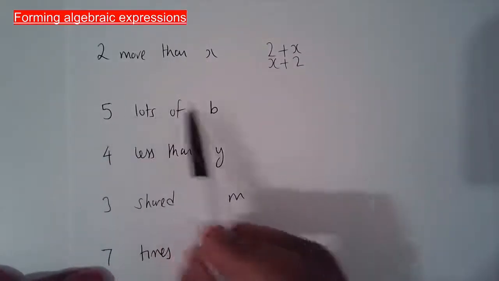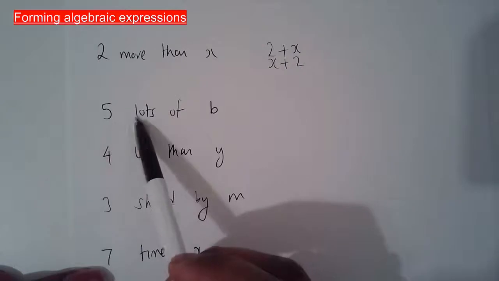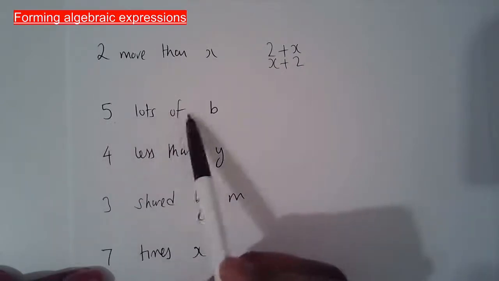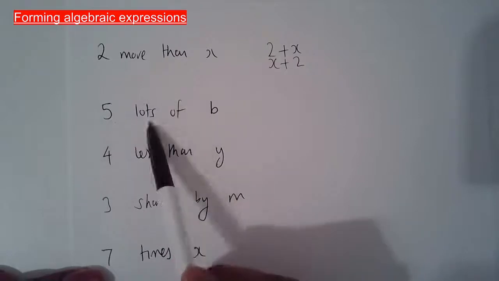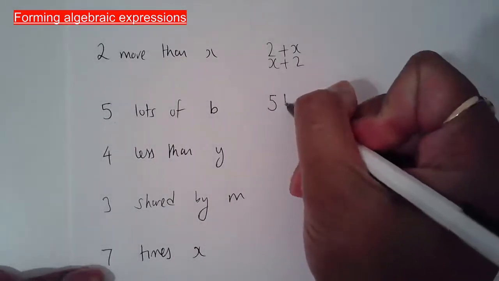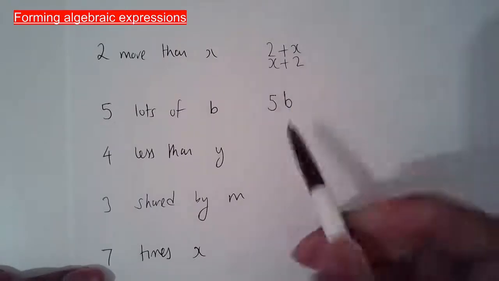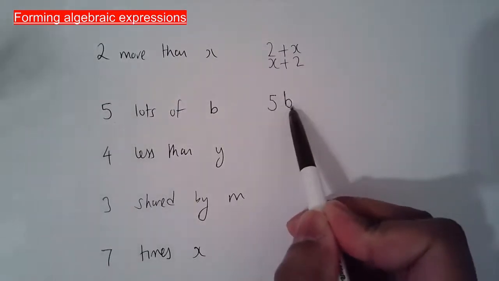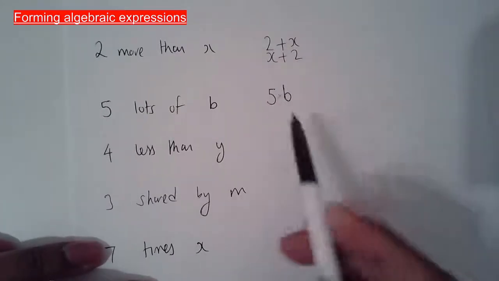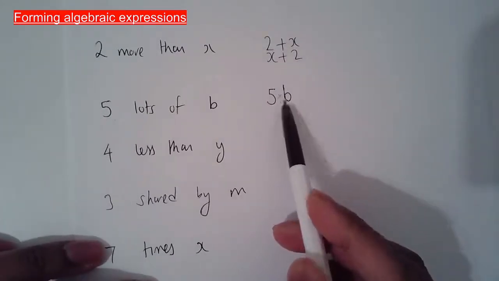Right, 5 lots of b. Lots of means times, multiply. 5 lots of b means 5 times b. You write it like this, 5b. Right. Whenever you've got a number or letter or letter and letter together, you don't bother putting the times symbol, right? But there is an invisible times symbol.